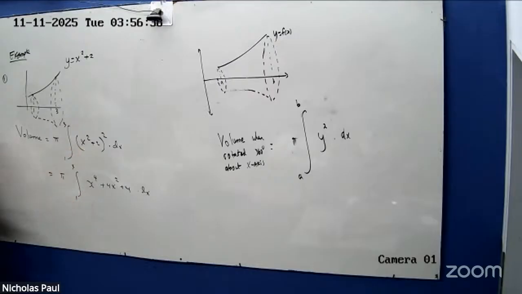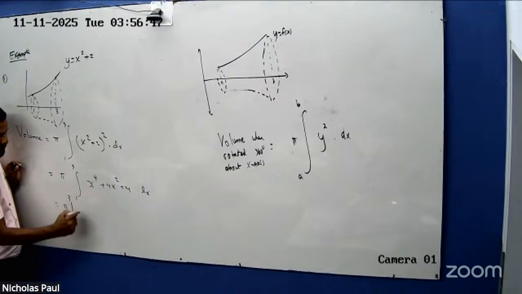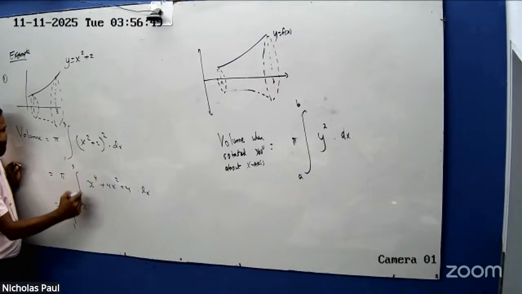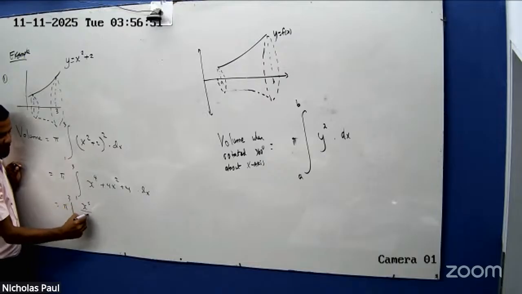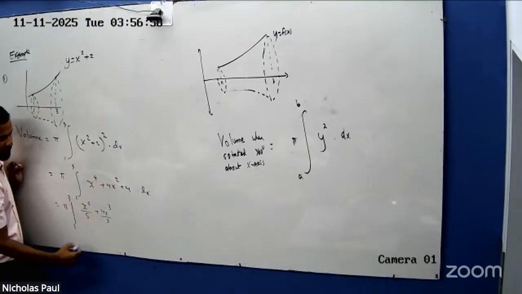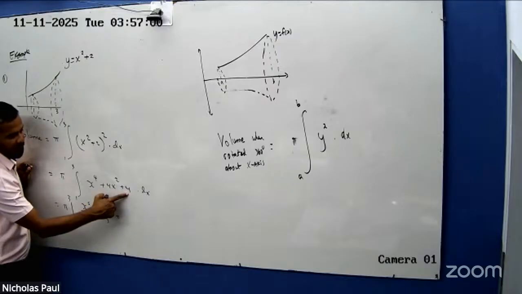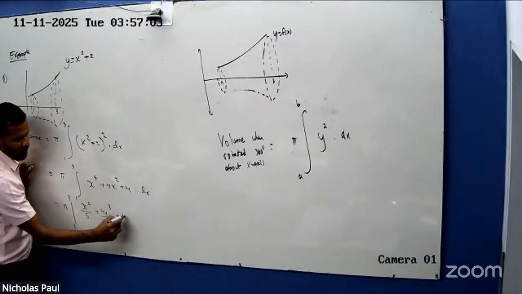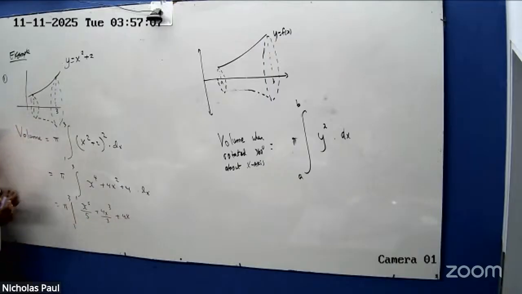I'm now going to integrate. Whenever you integrate, remove the integral symbol and put a straight line. What's the integral here? Add 1 to the power, which is 5, divide by 5. What's the integral here? Add 1 to the power, divide by the new power. And what's the integral of 4? 4x. The integral of any constant is just putting on the x.